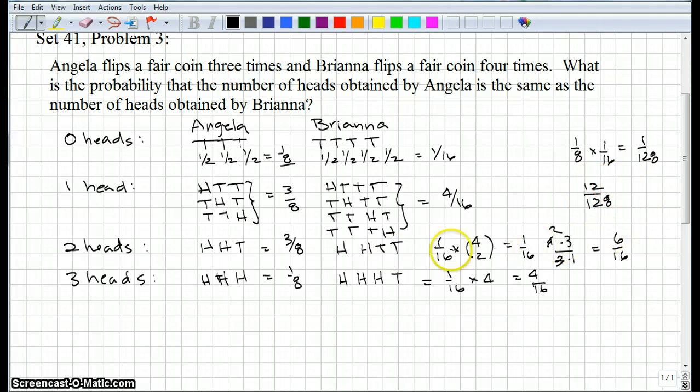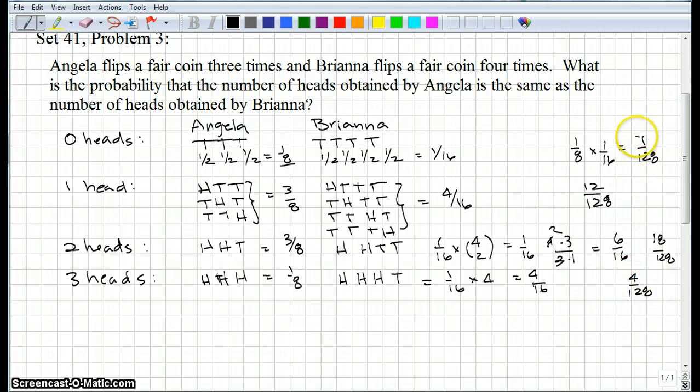Okay, and here we have a 3/8 chance of Angela getting 2 heads, and Brianna's probability of getting 2 heads is 6/16. So 3 times 6 is 18, so that's 18 out of 128. And then 1/8 times 4/16, that's the case for when Angela gets 3 heads and Brianna gets 3 heads. So that's going to be 4 out of 128.